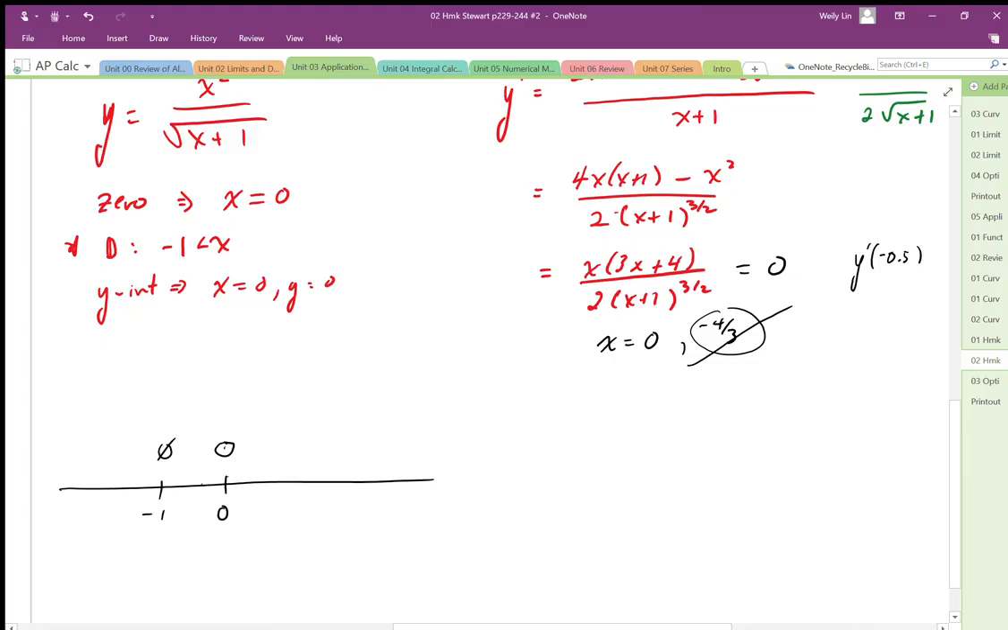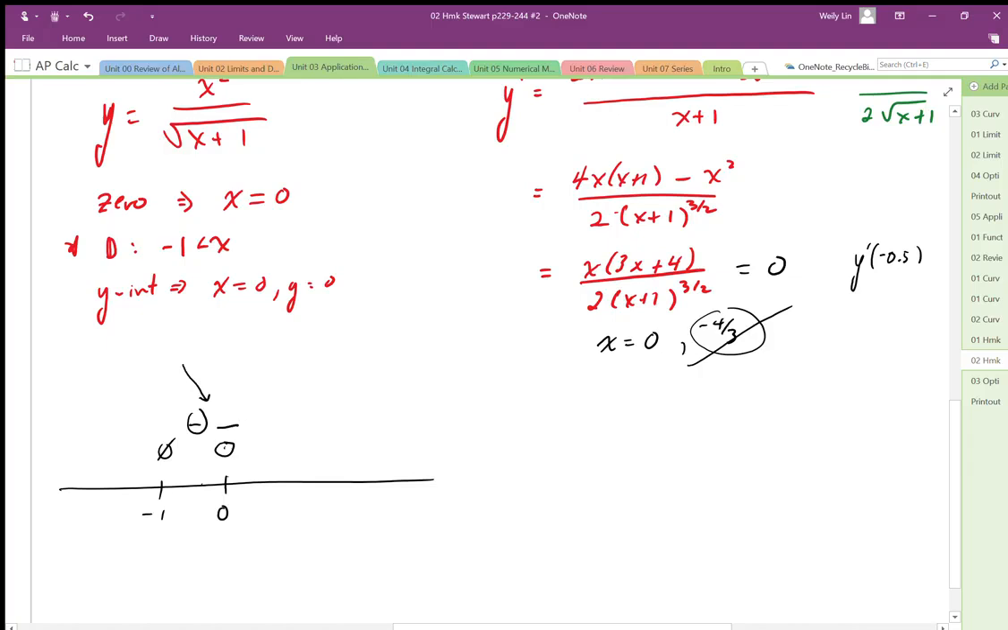When I put -0.5 into here, I get -0.5 positive. This is going to be negative 0.5 times 3, so positive, negative, positive, positive. Just making sure, so that's going to be a negative slope through here. Okay, so that's what the slope through that region is going to be, negative in here. Okay, so it's going to be pointing down like this.